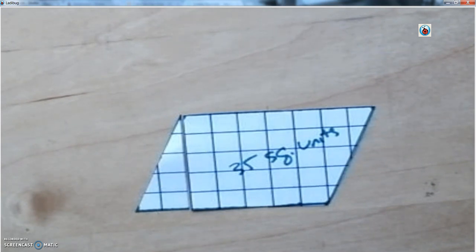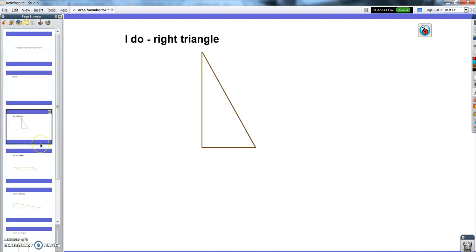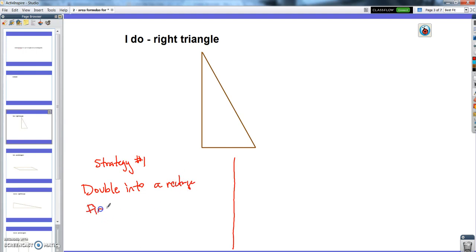I want to add a second strategy to finding area here today. So let's talk about right triangles. I don't want to forget about yesterday, so we're going to talk two strategies. Yesterday's strategy is great. So strategy number 1 is double into a rectangle, find the area, and divide by 2.